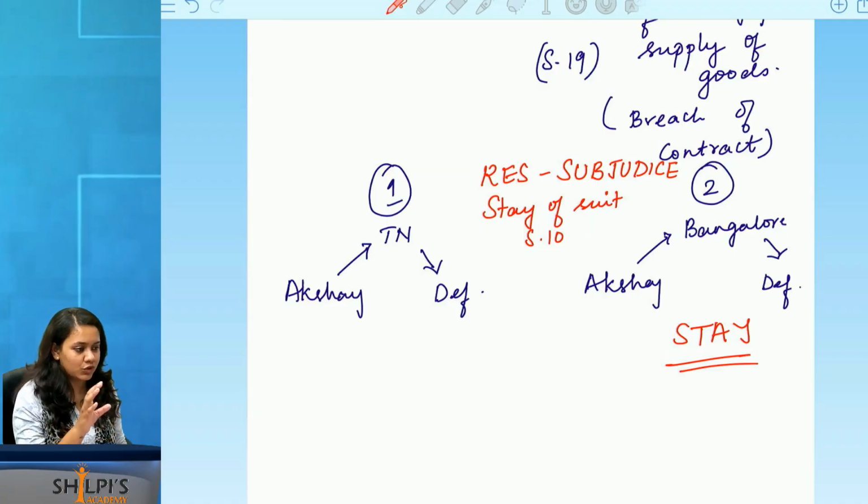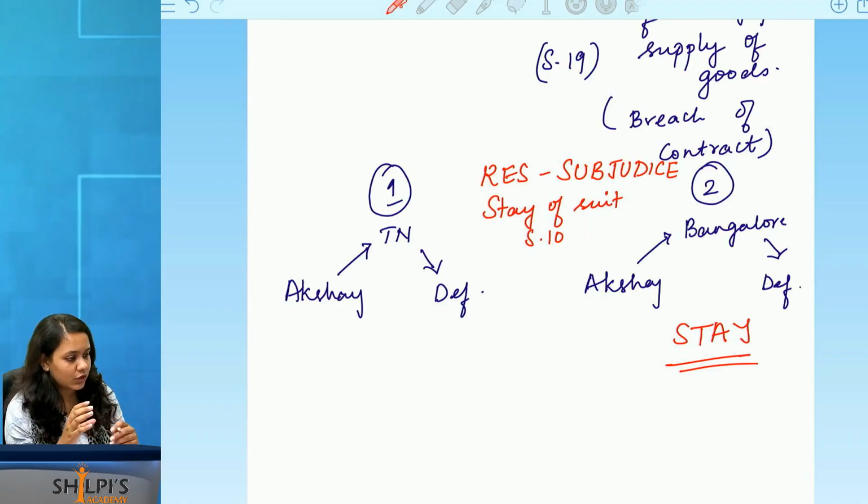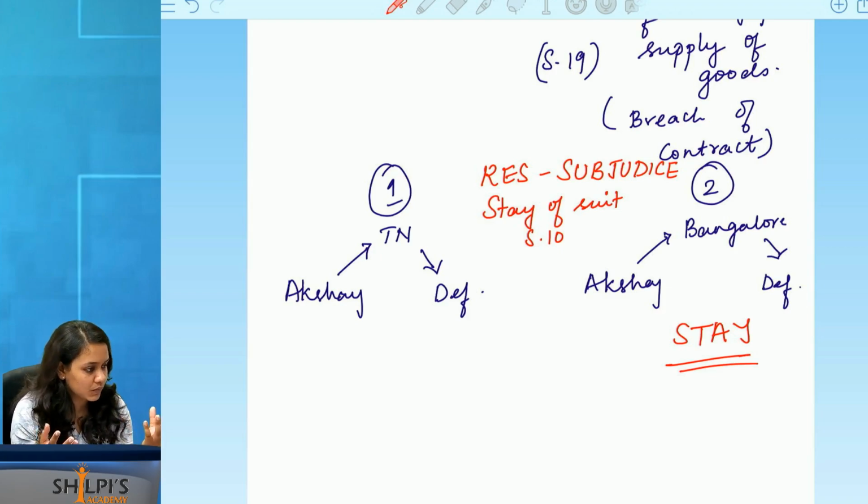So I just want you to remember these terms, okay? In your textbook, they will keep using the word former suit and subsequent suit. A former suit is always the first one, the subsequent suit is always the later one. And it is the later suit or latter suit or subsequent suit which is put where a stay is asked for. Okay. Now there is only one exception to this rule, just one exception.